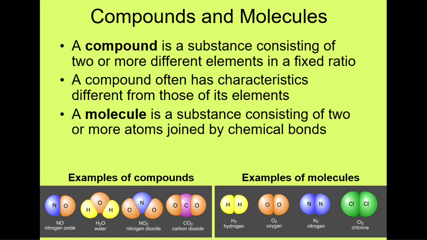We get the same thing with oxygen, so O2. Most of the oxygen that's in the atmosphere around us exists in this form. We get atmospheric or molecular nitrogen, and the same with chlorine. So a molecule can be made up of two atoms of the same element.